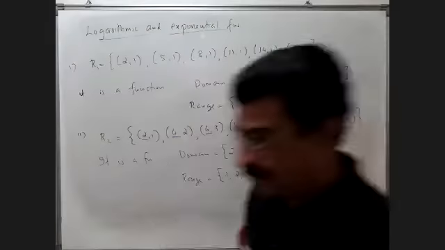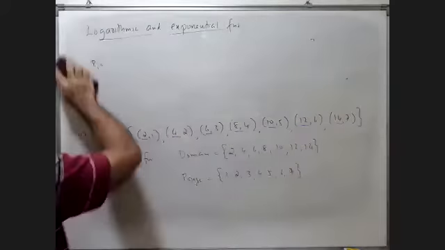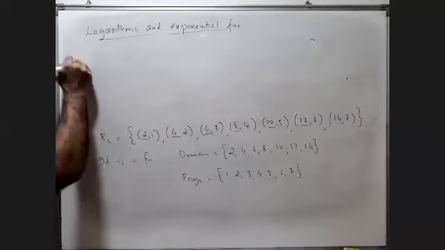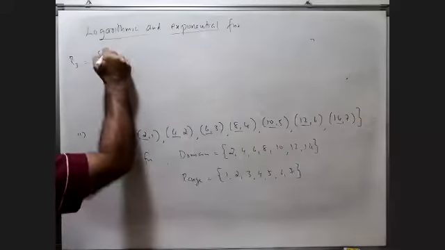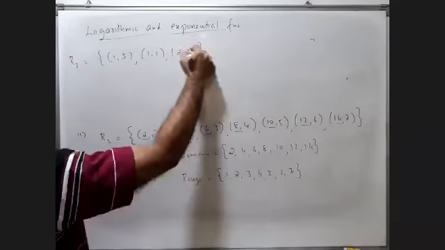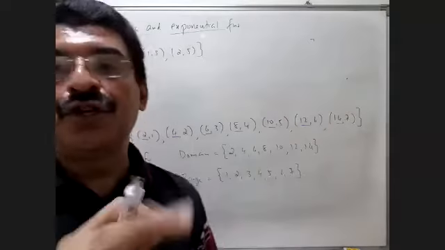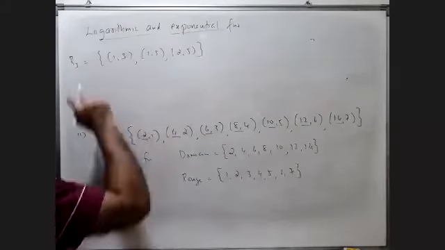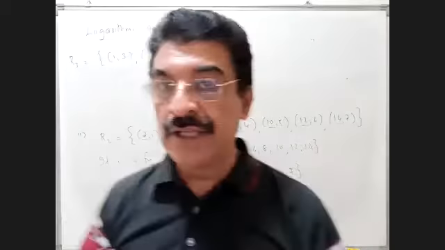Okay. Now, third one, R3. It is (1, 3), (1, 5), (2, 5). The question is, is it a function? It is not a function. Why is it not a function? The element 1 is repeated, or the element 1 has more than one image.